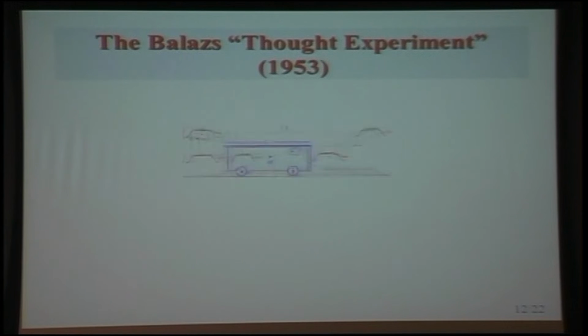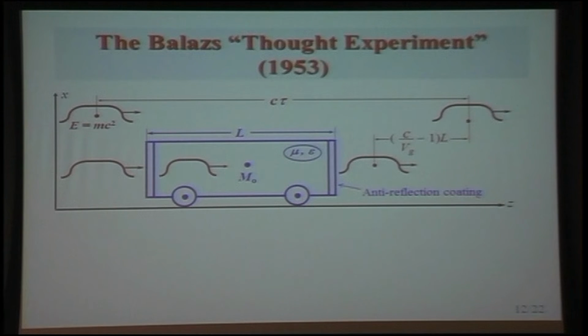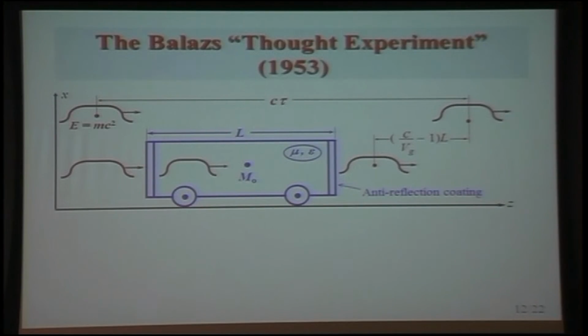So here's the thought experiment of Balazs, dating back to 1953. It's a simple thought experiment. And from this thought experiment, we learned that the electromagnetic part of the momentum inside the medium is given by the Abraham formula. What we have here is a piece of glass sitting on a frictionless rail. It has dielectric permittivity or magnetic permeability or both. And we look at two situations. The first situation, the piece of glass is stationary. A pulse of light propagates in vacuum for a certain length of time. So the mass of the pulse moves from this point to that point, but the piece of glass remains stationary.